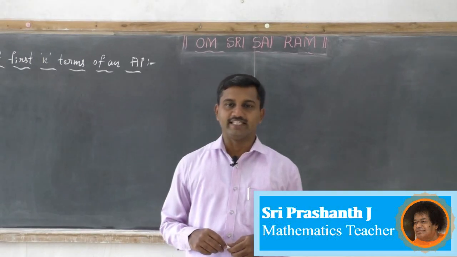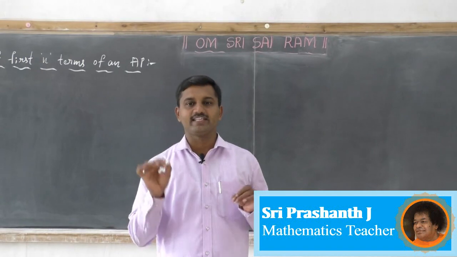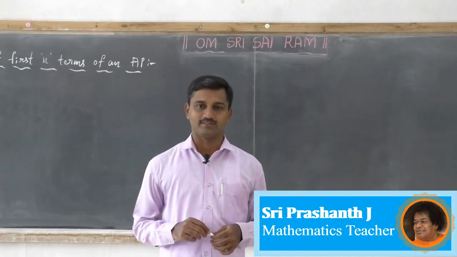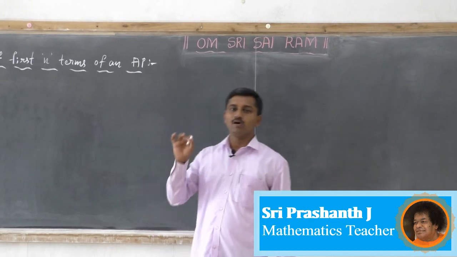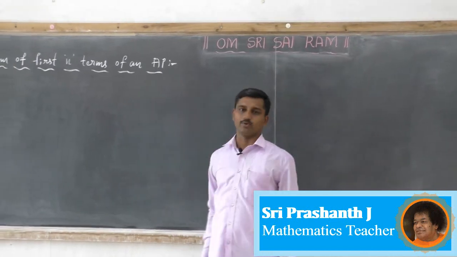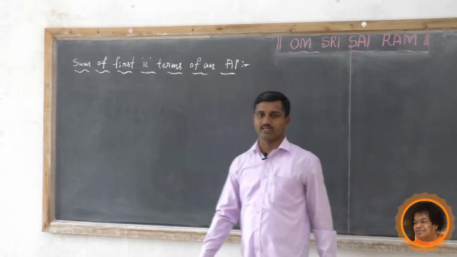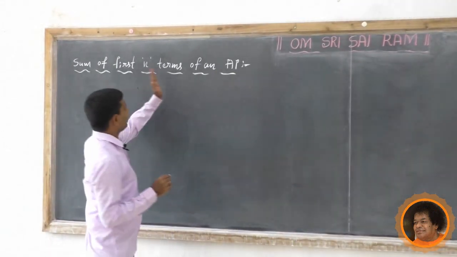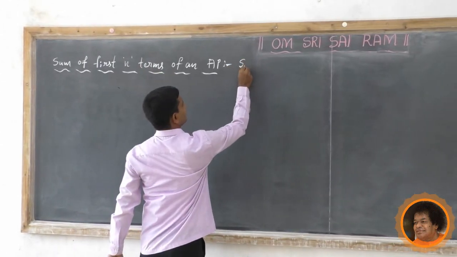Dear students, in the last class we discussed some problems related to the nth term of an arithmetic progression. In this class we are going to discuss the sum of n terms of an arithmetic progression. Sum of first n terms of an arithmetic progression is denoted as Sn.